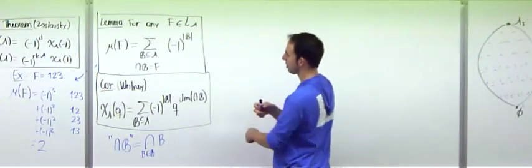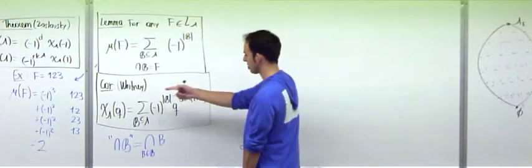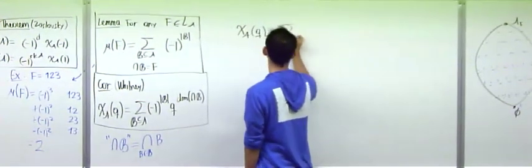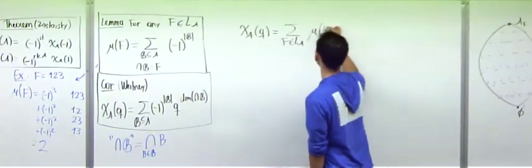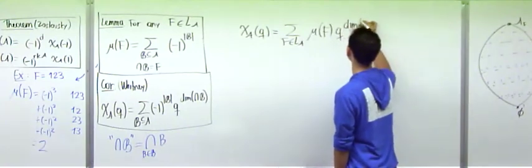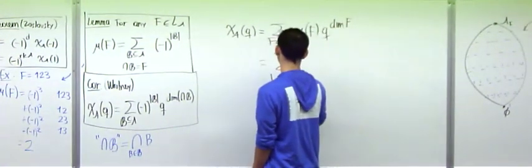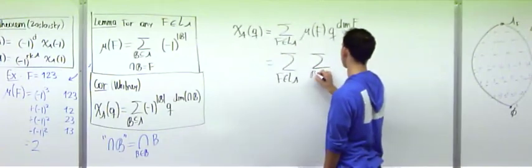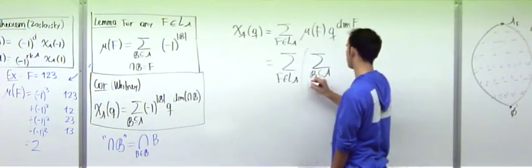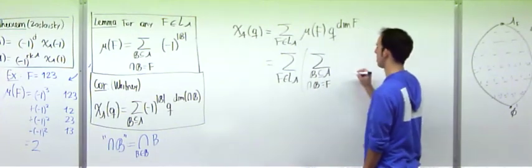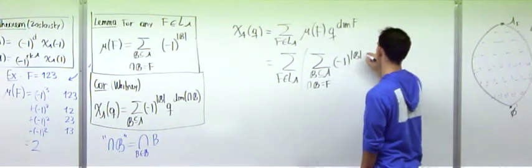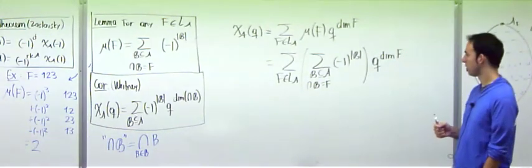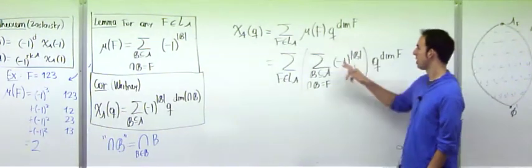Well, again, this is really a straightforward corollary because you just plug in. So by the definition, this is the sum over f in the lattice of flats of mu of f q to the dimension of f. Okay? And then you say sum. The thing is that now we have this formula for mu of f, which is given by this. Right? Just by using the lemma.